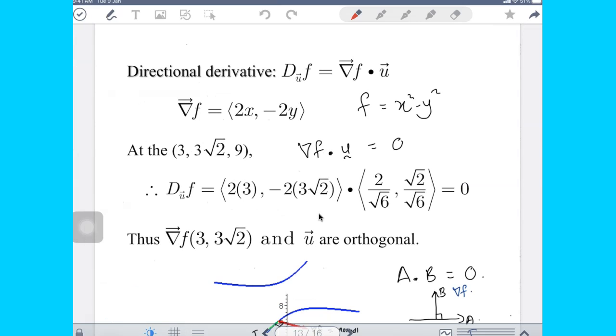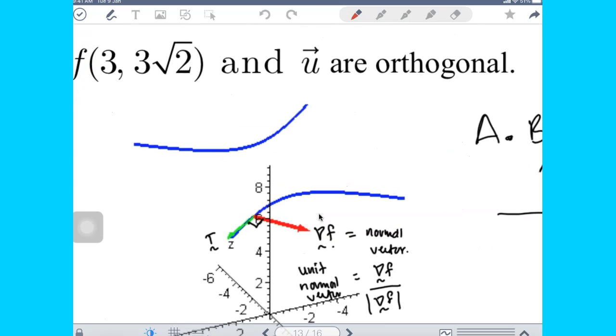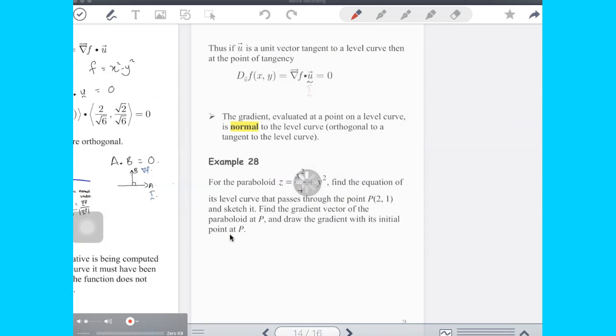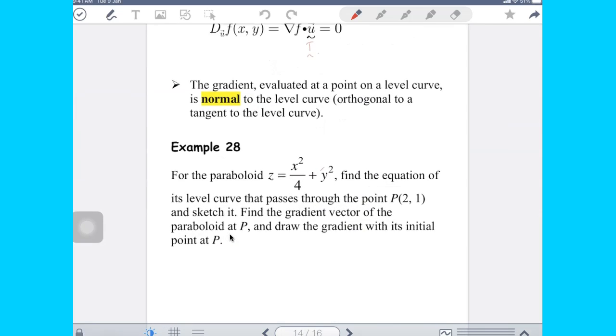What does that mean? So normal, this is your level curve. So normal to the level curve. Normal. Okay, meaning that it is always perpendicular to the tangent vector.